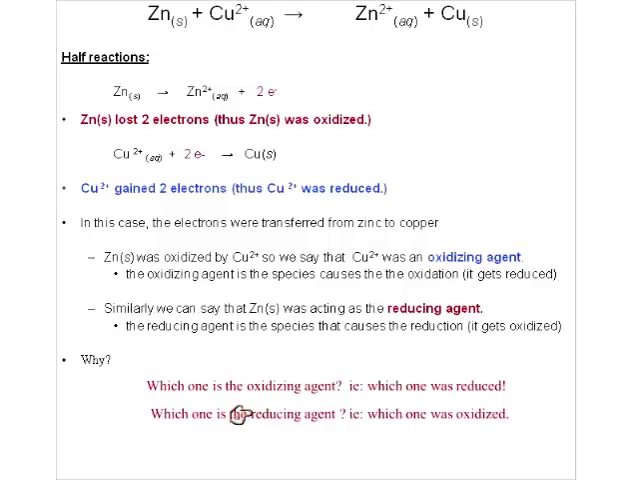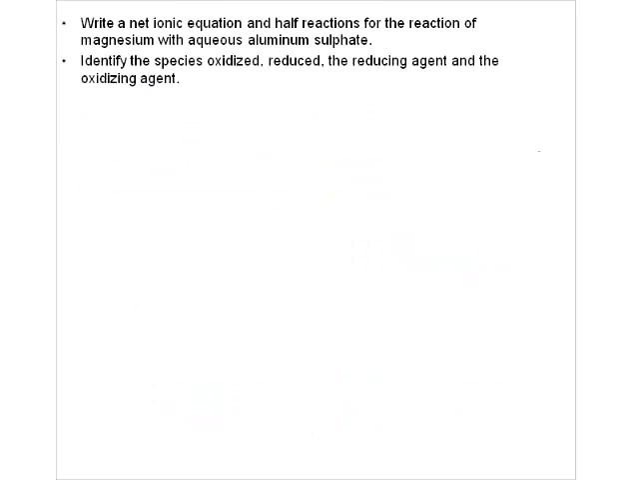So what we're saying here is if something's going to be oxidized, what agent is causing the oxidation? And if something is going to be reduced, what species is causing the reduction? So play around with those words. Do a few examples. I'm going to do another couple here for you.